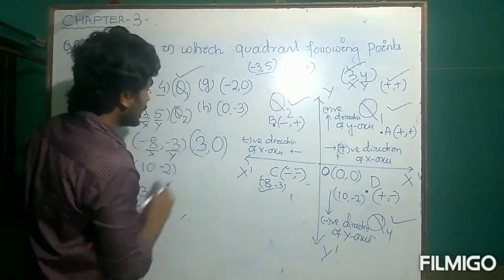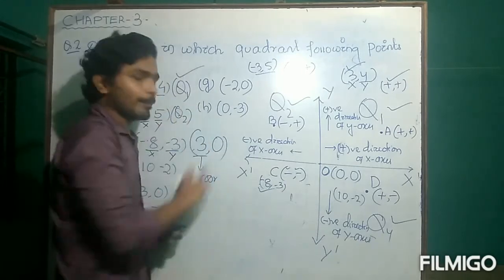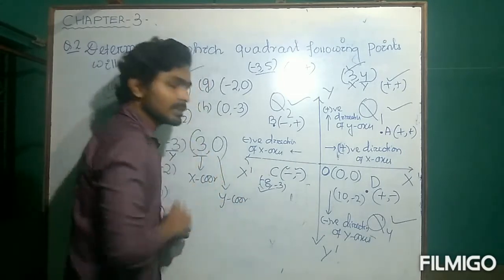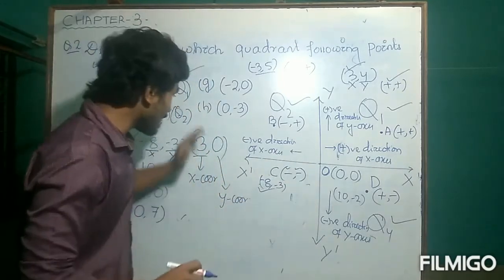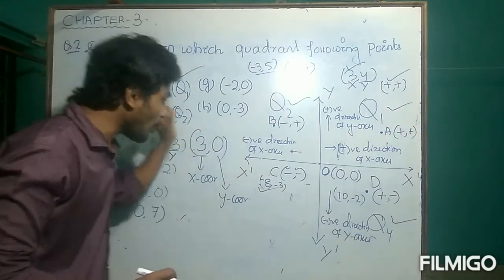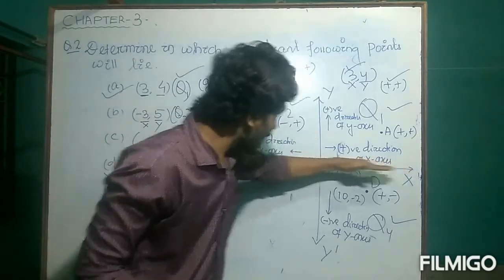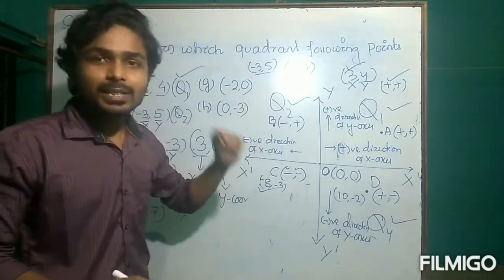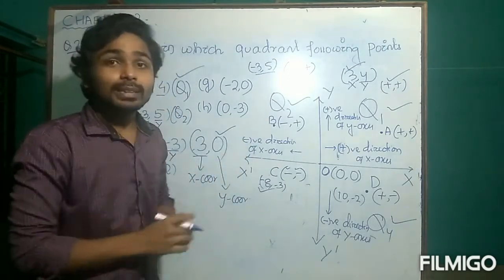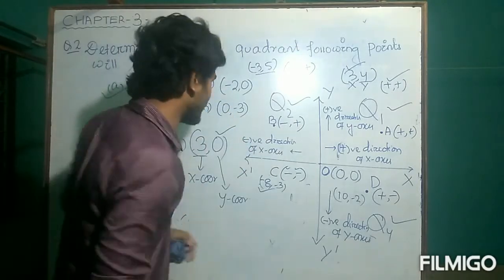Here you can see in (3, 0), the x coordinate is 3, but the y coordinate is 0. Again I am saying, here the y coordinate is 0. As I have told you, if a point lies on the x axis, then its y coordinate must be 0. Since its y coordinate is 0, we can say yes, this point lies on the x axis.